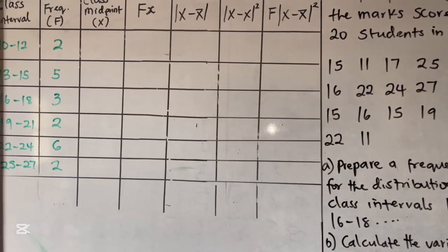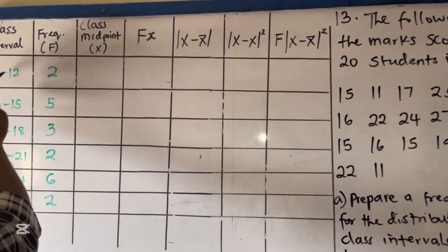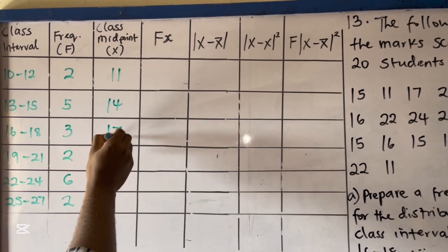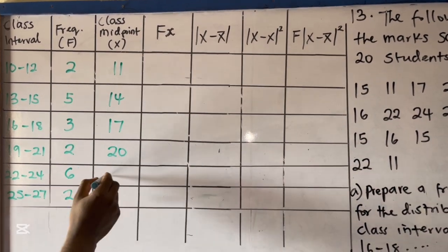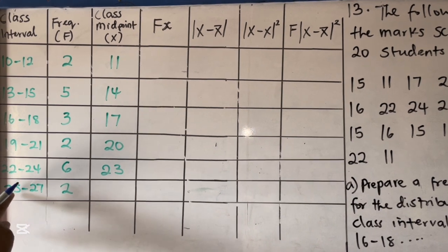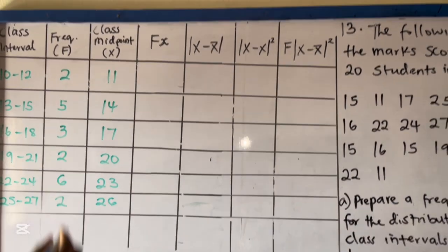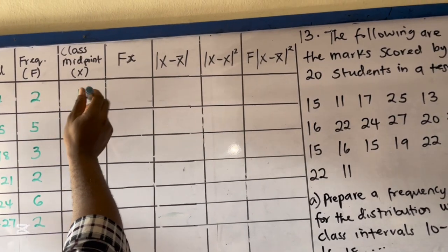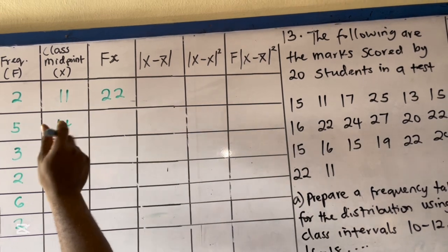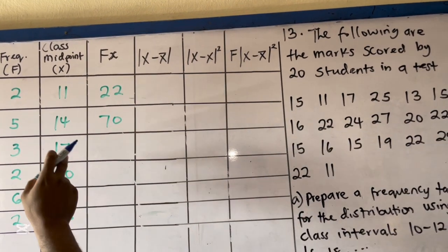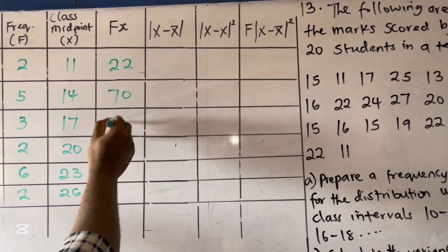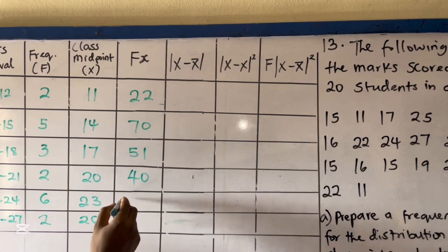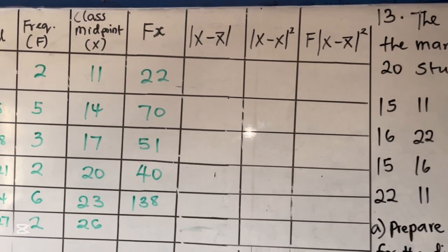Alright, the next one is to find the class midpoint. The midpoint here is 11. The midpoints are 14, 17, 20, 23. The midpoint between 25 and 27 here is 26. So we are going to find fx. We are going to multiply the frequency by the midpoint. So 2 times 11 will give us 22. 5 times 14 is 70. 3 times 17 is 51. 4 times 20 is 40. 6 times 23 will give us 138. 2 times 26 will give us 52.